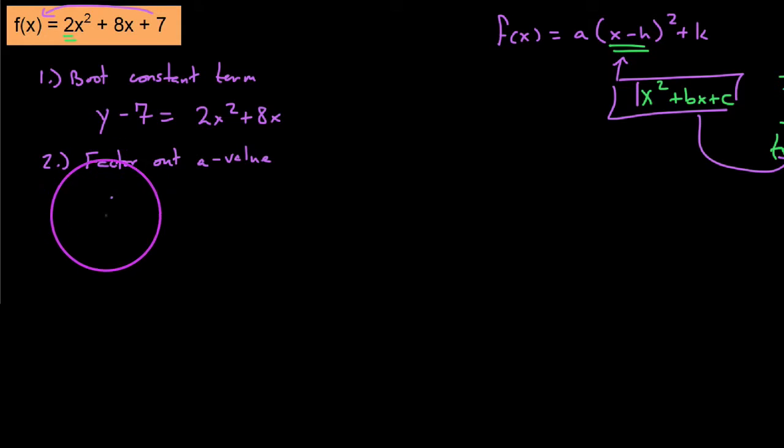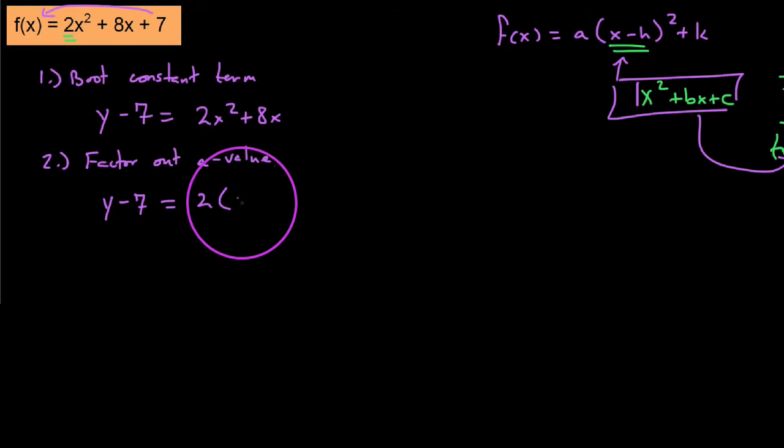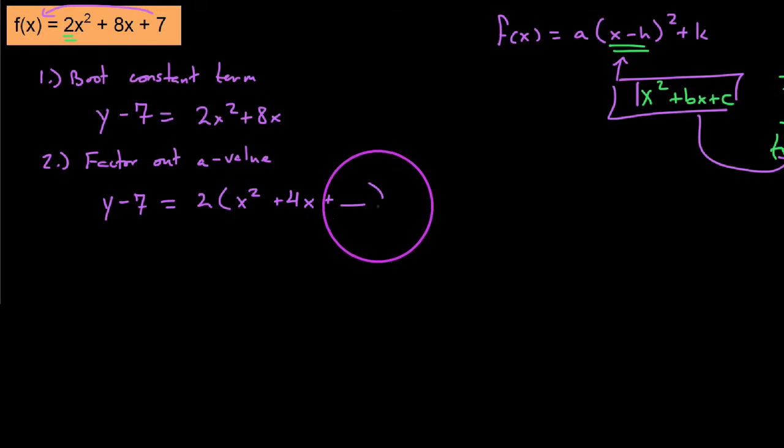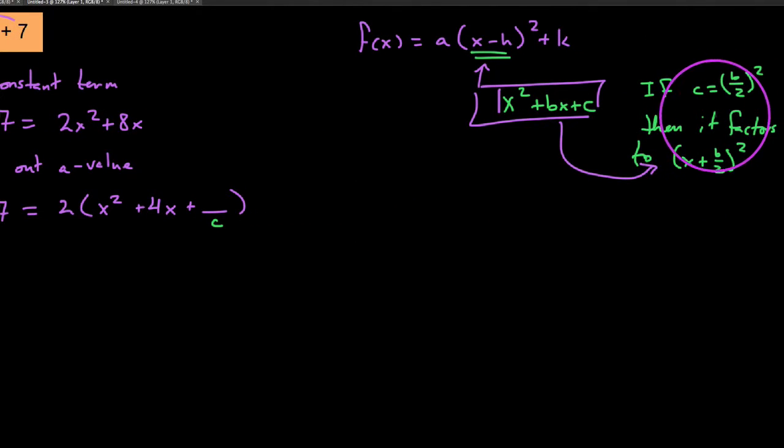So what that will look like is this. We have y minus 7 is equal to 2 times 1x squared plus 4x, and I will put a little blank here to denote this will be a c value. So again, this rule works over here. We could say that if this c value is half the middle term squared, then it will factor into this form. But we had to make this have a 1 in front first. That's why we always factor out whatever a is in the first place.